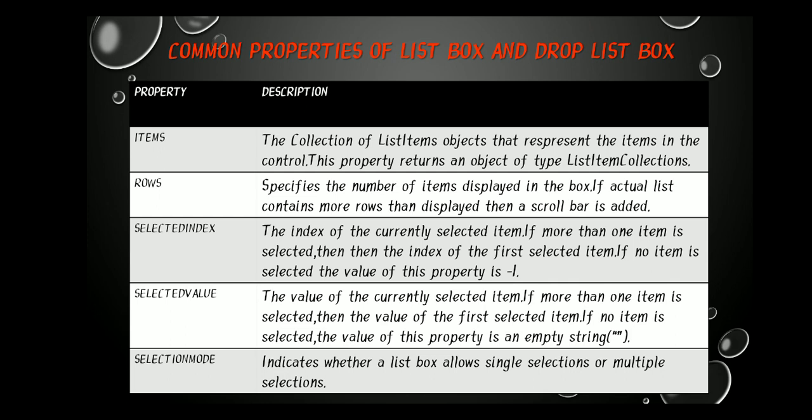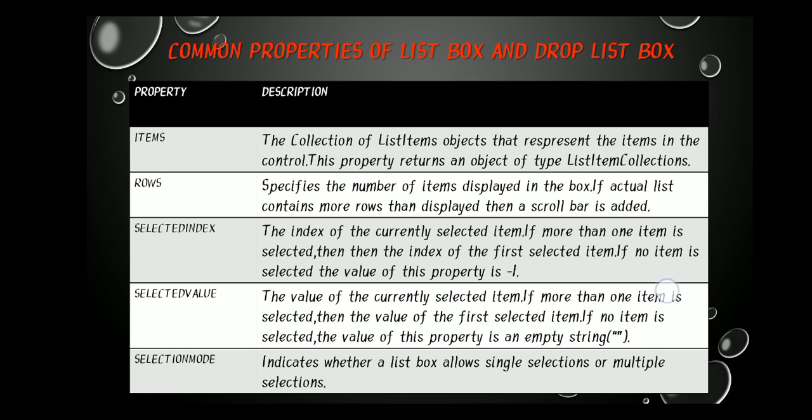Selected index: the index of the currently selected item. If more than one item is selected, then the index of the first selected item. If no item is selected, the value of this property is -1. Selected value: the value of the currently selected item. If more than one item is selected, then the value of the first selected item. If no item is selected, the value of the property is an empty string, double quotes. Selection mode indicates whether a list box allows single selection or multiple selections.